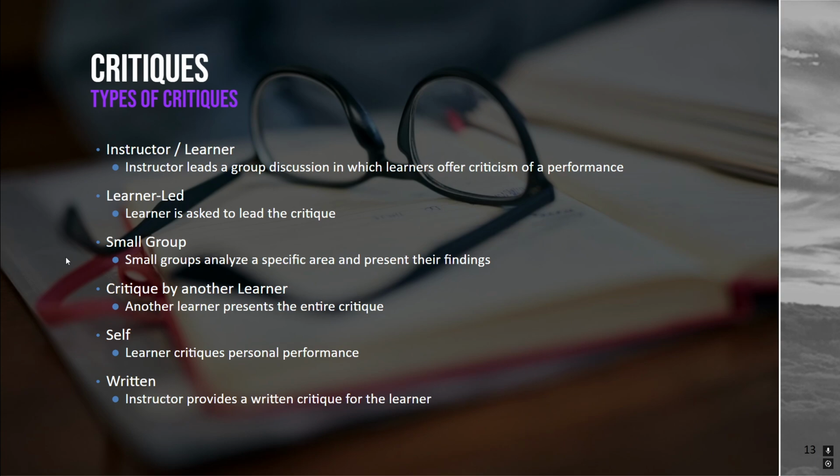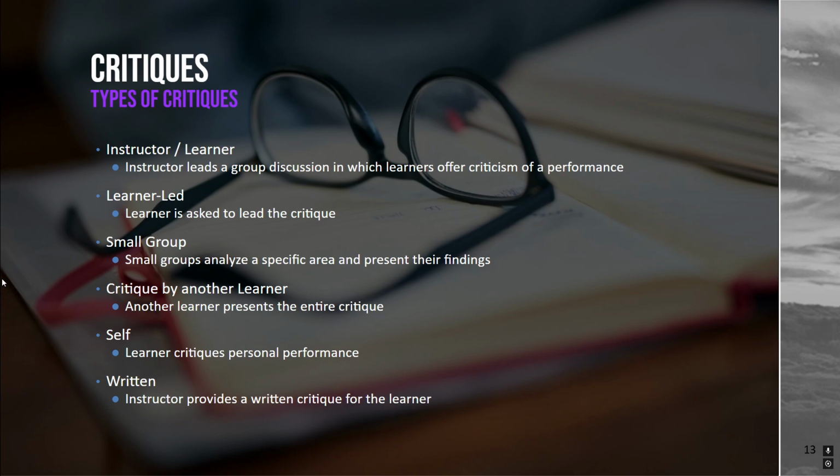Speaking of comprehensive critiques, there's also small group critique. So you divide the class into small groups. Each group is assigned a specific area to focus on, and when they analyze that specific area, it'll usually result in a comprehensive assessment. The next is critique by another learner. So another learner just presents the entire critique.